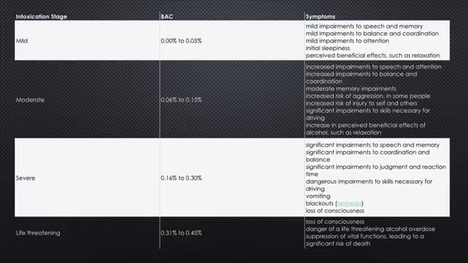Then we get into severe, which is at 0.16 to 0.30. Again, significant impairments to speech and memory, significant impairments to coordination and balance, significant impairments to judgment and reaction time, dangerous impairments to skills necessary for driving, vomiting, blackouts or amnesia, and loss of consciousness. And then we get into life-threatening, which is at 0.31 to 0.45: loss of consciousness, danger of life-threatening alcohol overdose, and suppression of vital functioning, leading to significant risk of death.